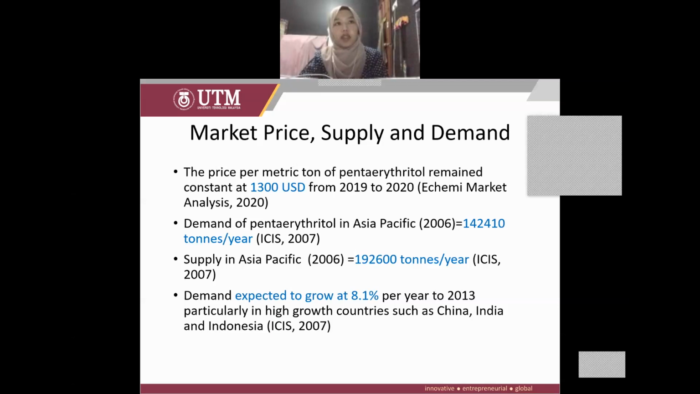So for the market supply and demand, the price per metric ton for pentaerythritol from 2019 to 2020 remained constant at 1,300 US dollars. The demand for pentaerythritol in Asia Pacific in 2006 is 142,410 tons per year. The supply in Asia Pacific for 2006 is 192,600 tons per year, and it is expected to grow at 8.1% per year to 2013, particularly in growth countries.